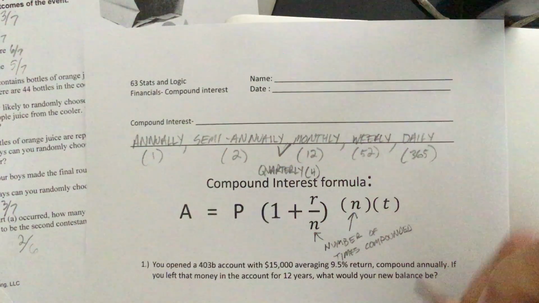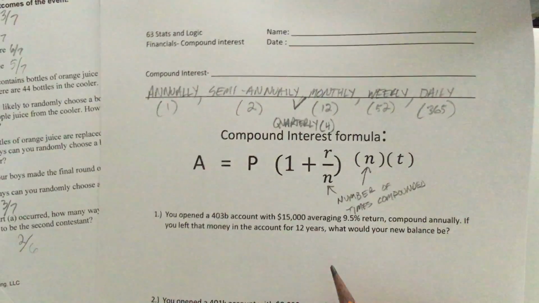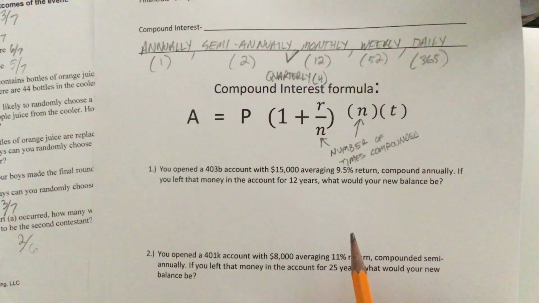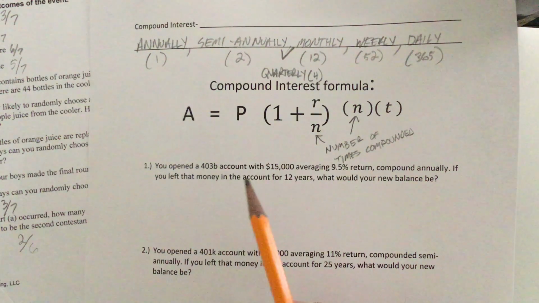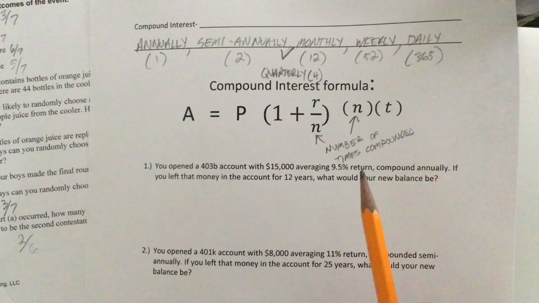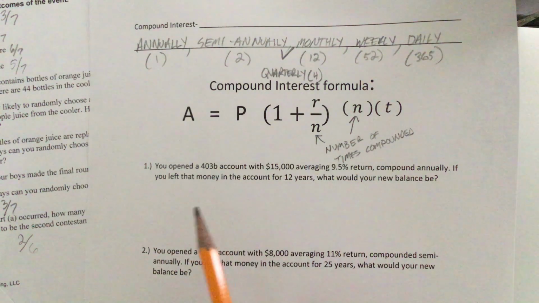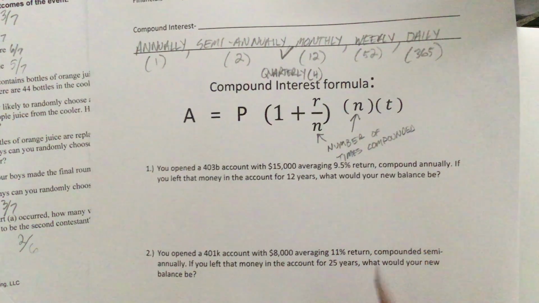I'm going to warn you ahead of time, there's going to be a problem or two where I try and trick you and give you time in months. Just be aware of that. All right? And don't worry, this formula will be on the homework as well, so it's not like you have to memorize it. You opened a 403B account with $15,000, averaging 9.5% return compounded annually. If you left that money in the account for 12 years, what would your new balance be?